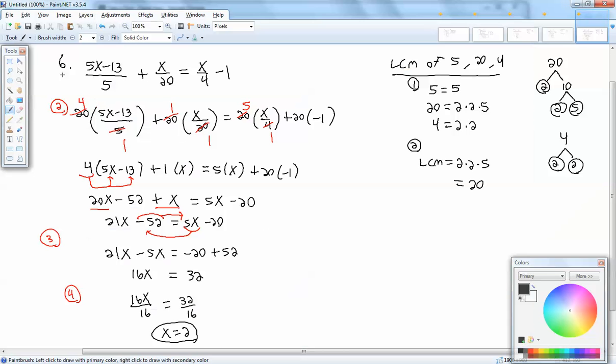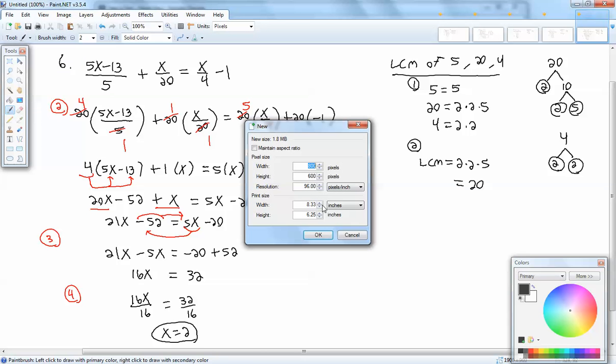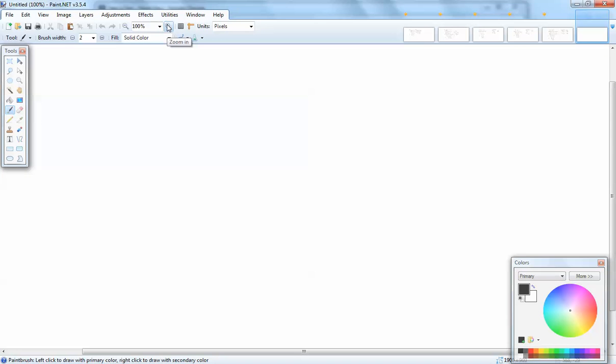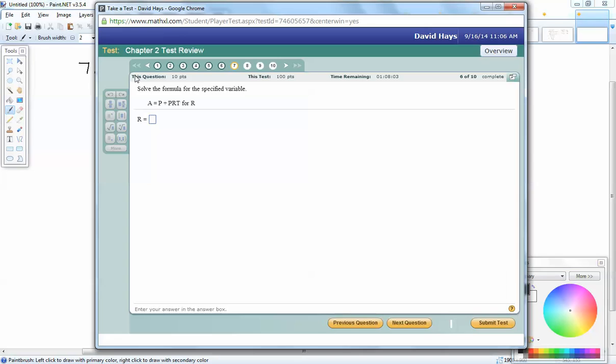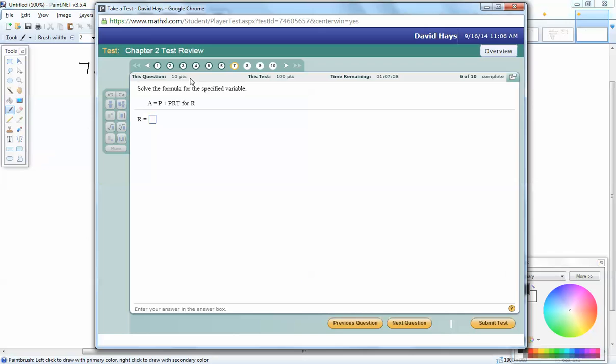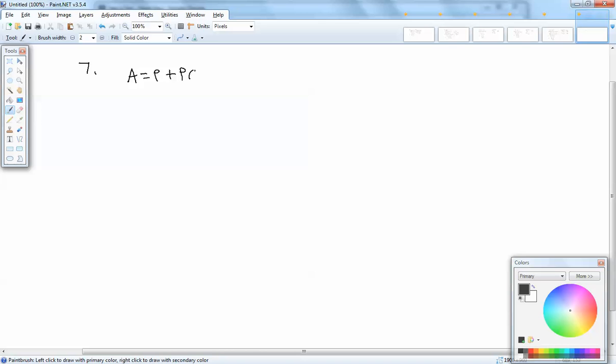Okay, now we've got a formula. So let me start a new page again. This is what, problem 7. We've got A is equal to P plus PRT, and we're solving that for R.